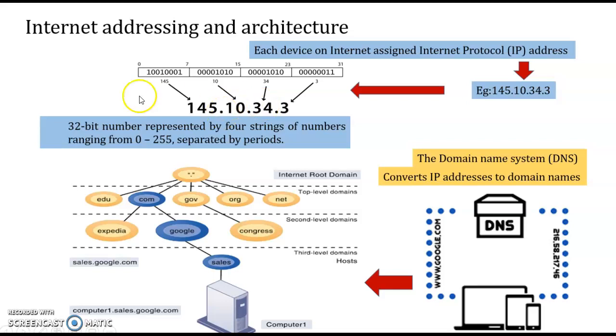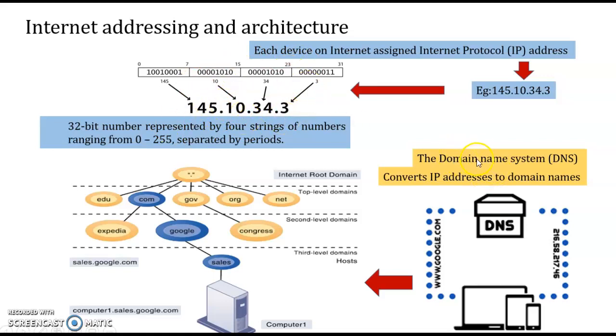You tak perlu tahulah, you cuma perlu tahu internet IP address ni dia menggunakan 32 bit number. 32 bit number represented by 4 strings of number. 1, 2, 3, 4, 4 bahagian, 4 pecahan. Range from 0 to 255. So dia boleh jadi 255.255.255.0. Okay, separated by period. Okay, so yang ini yang komputer boleh baca.